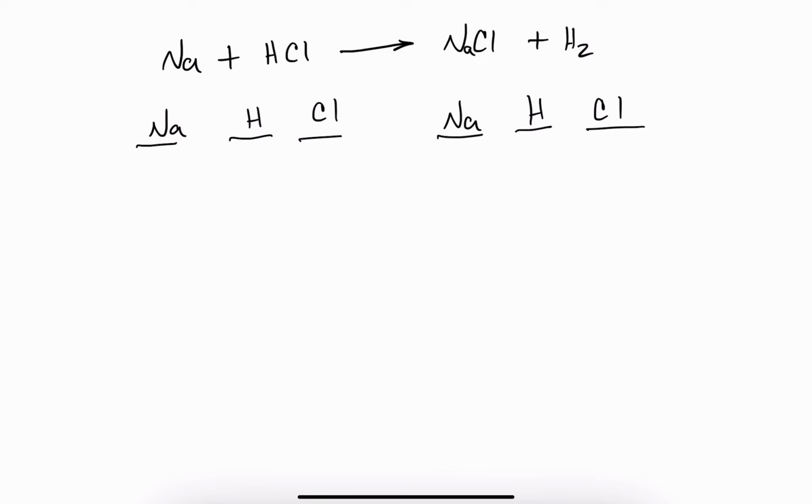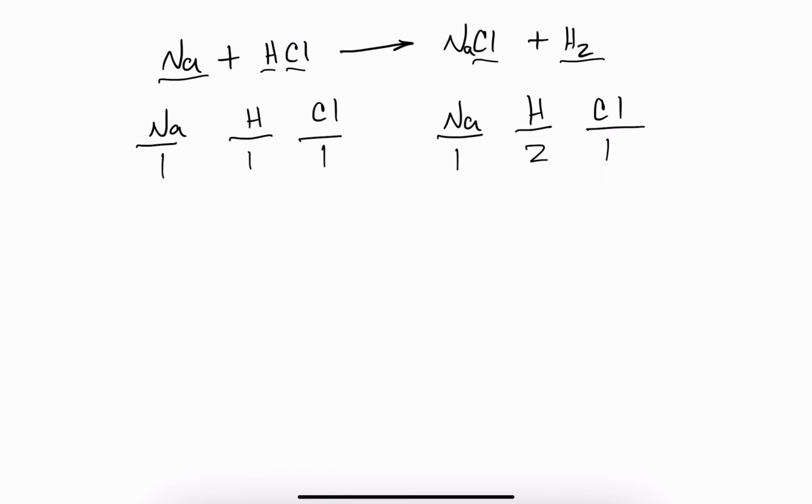We have sodium on the left-hand side. We happen to have one of them. Hydrogen, we have one, and chlorine, we have one. On the right-hand side, we have one sodium, one chlorine, and we have two hydrogens.